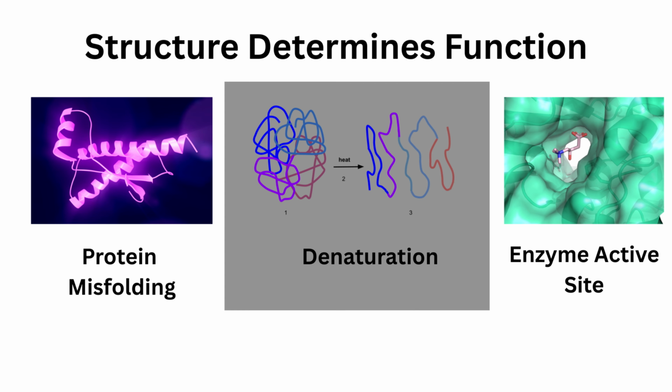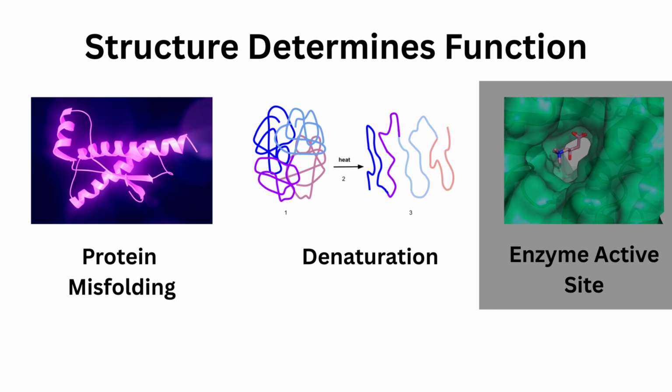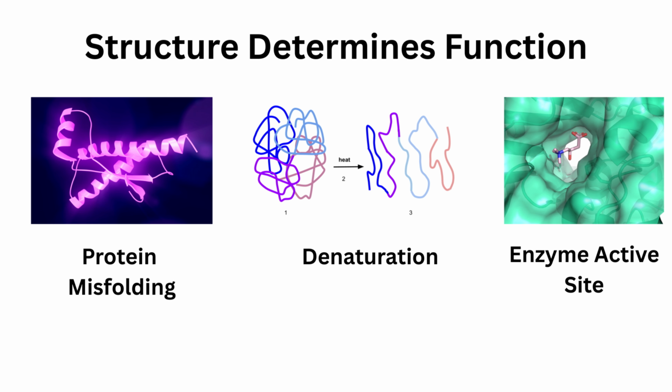Denaturation by heat, pH changes, or chemicals breaks down these structures, usually destroying protein activity. Enzyme activity depends on the active site, which is shaped by amino acid interactions. The MCAT loves to ask, if you change an amino acid from hydrophobic to charged, what happens to folding or activity? That's where this knowledge comes into play.